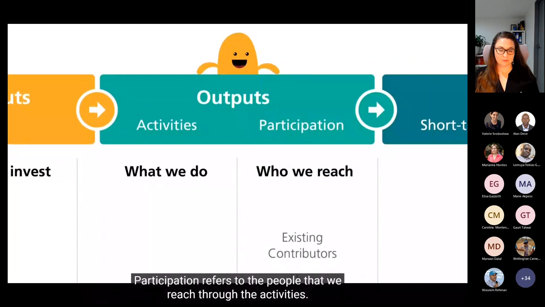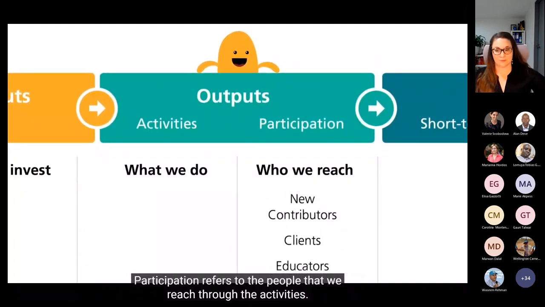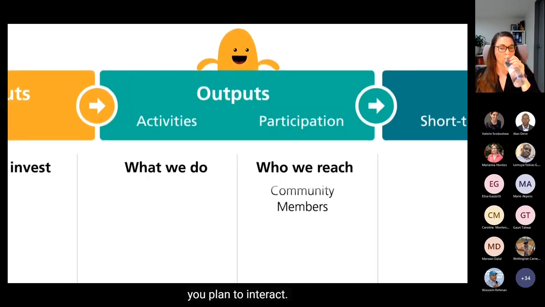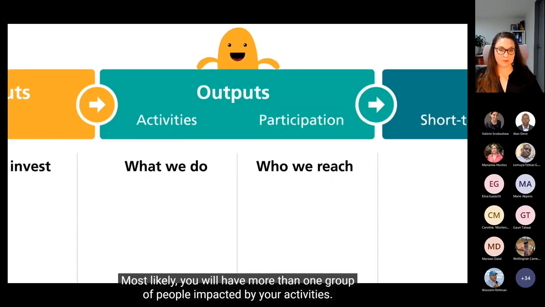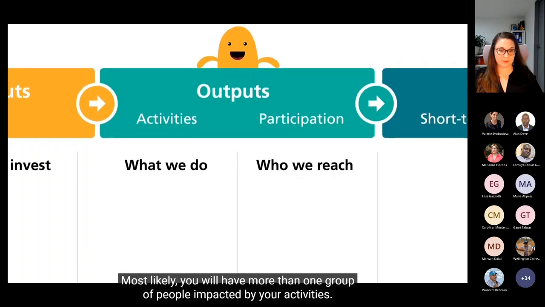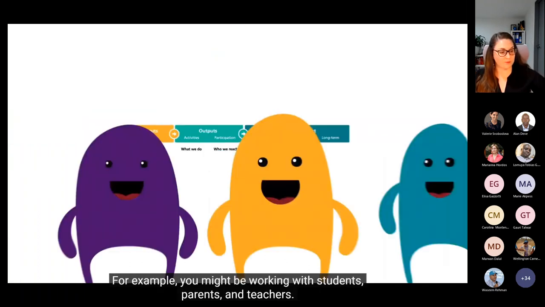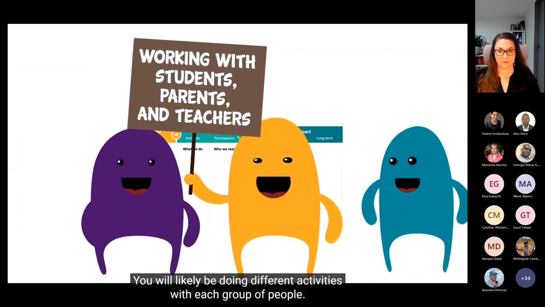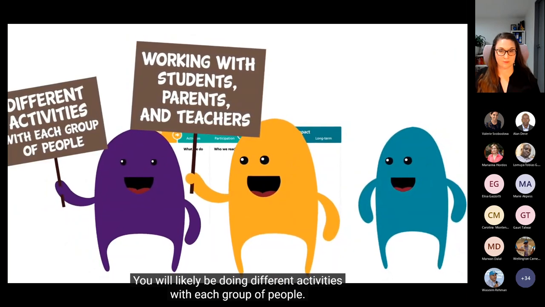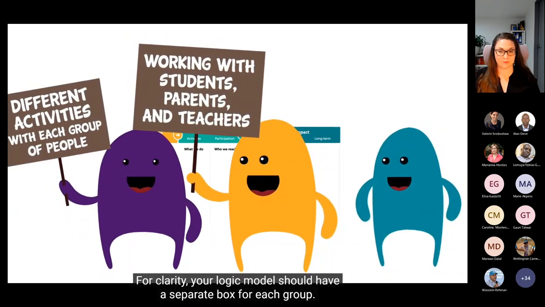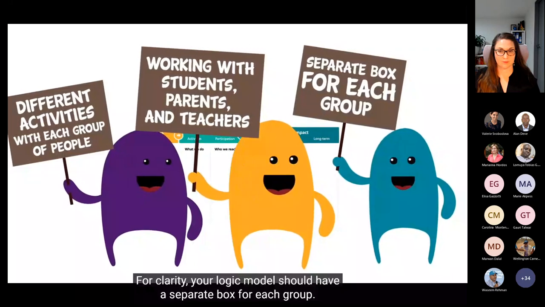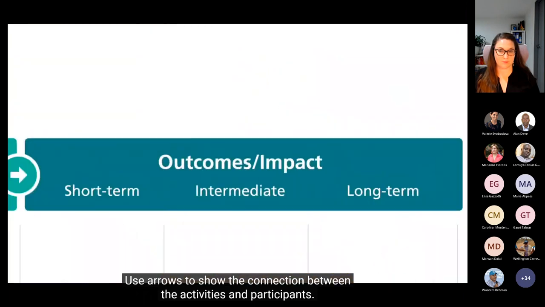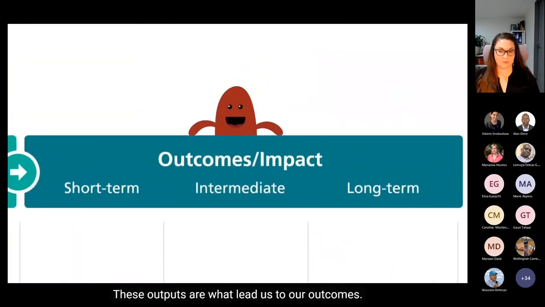Participation refers to the people that we reach through the activities. This includes your target participants, as well as other groups or individuals with which you plan to interact. Most likely, you will have more than one group of people impacted by your activities. For example, you might be working with students, parents, and teachers. You will likely be doing different activities with each group of people. For clarity, your logic model should have a separate box for each group. Use arrows to show the connection between the activities and participants. These outputs are what lead us to our outcomes.